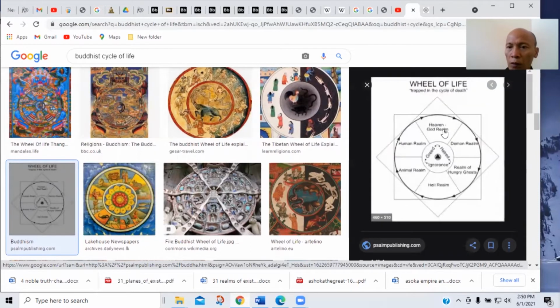Here you can see the heaven, the gods' realm. We have the human realm, the animal realm, the hell realm, the hungry ghost realm, and the demon realm. So it is a loop cycle, with no ending point and no starting point. According to Buddhism, greed, hatred, and ignorance push this cycle turning all the time. If we eliminate or transform them, we will eventually get out of this way of life, the cycle of birth and death.